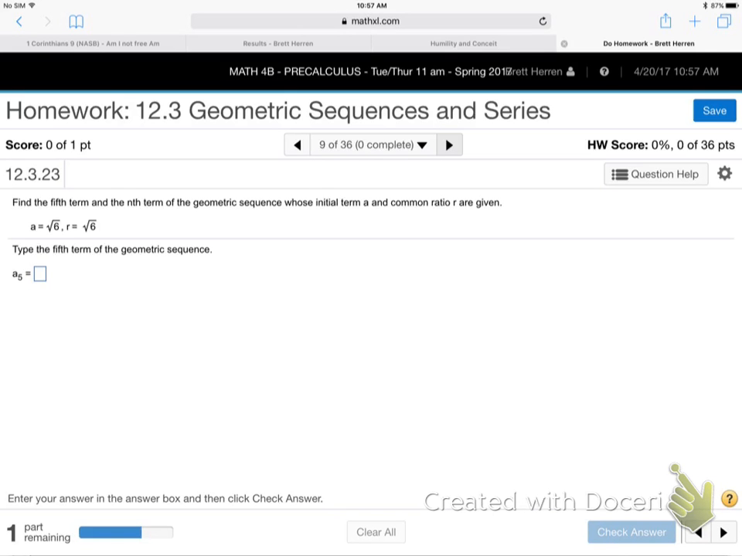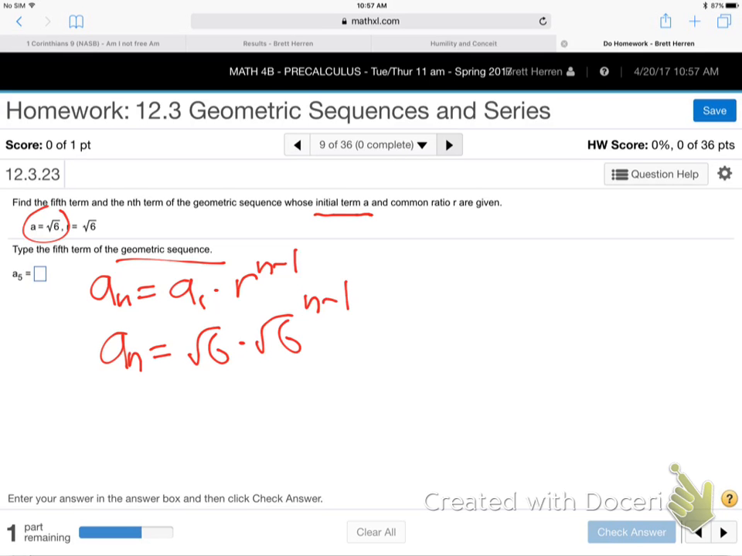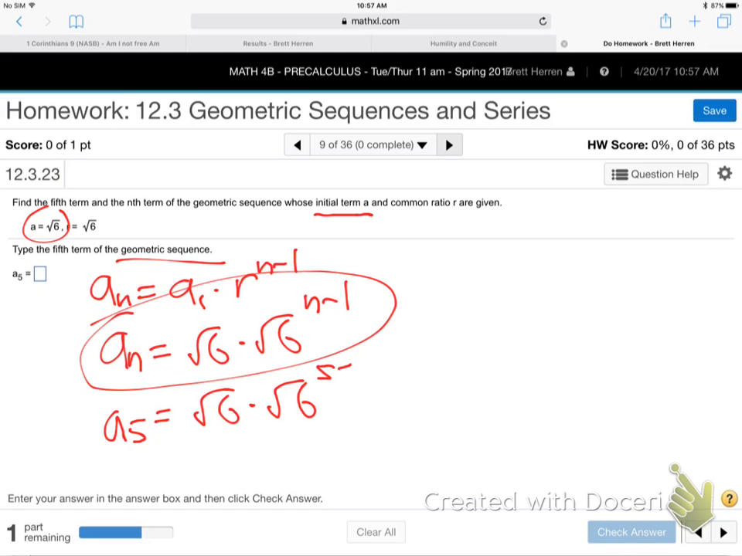It's geometric. Again, they're telling you geometric. So give that one a try. So a sub n is a1 times r to the n minus 1. They're calling it A in this problem, but it's the same thing as A1. You can tell, because up here it says initial term A. I don't know why they're suddenly making it A instead of A1, but it's the same thing. So root 6 times root 6 to the n minus 1. So there's the general formula. They asked for the general formula. Now they want the fifth term. So put in a 5. Good so far?